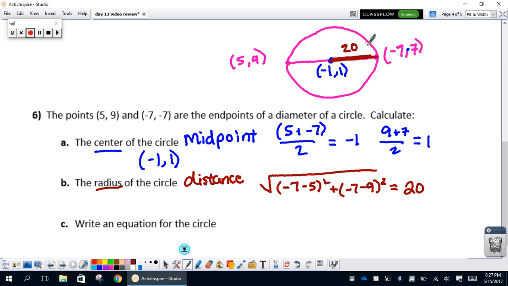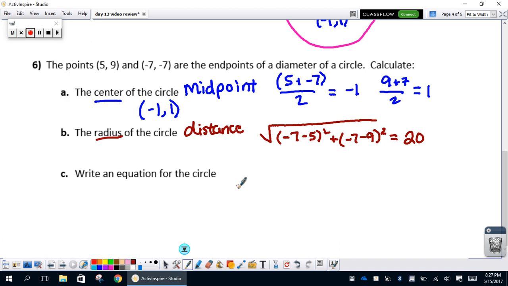Okay? So when you go to write your equation, it is x minus the x coordinate of the center, but minus negative 1 is the same as plus 1, squared, plus y minus the y coordinate of the center, squared, equals r to the second power, which is 400. Okay? All right, so you'll get a point for having each one.